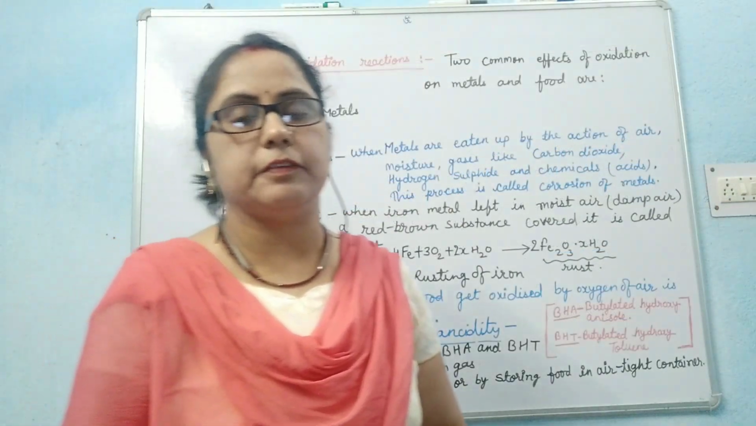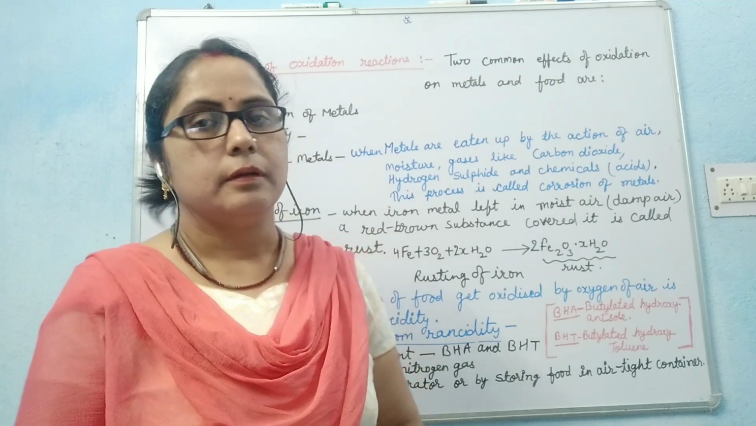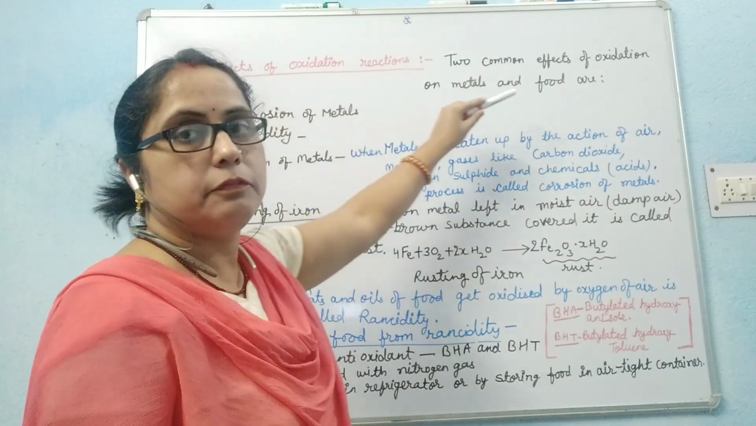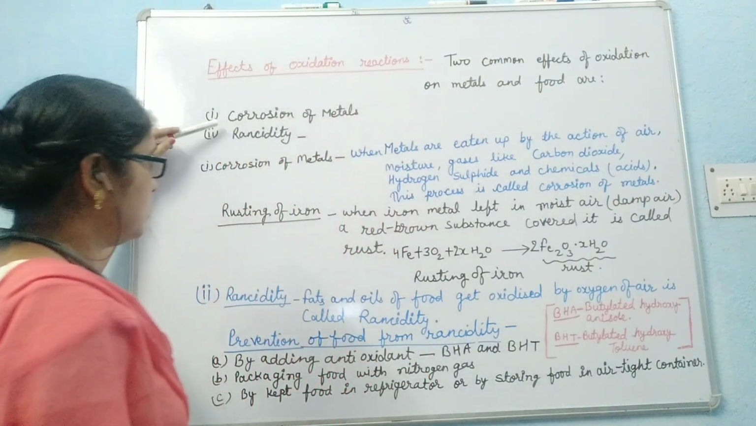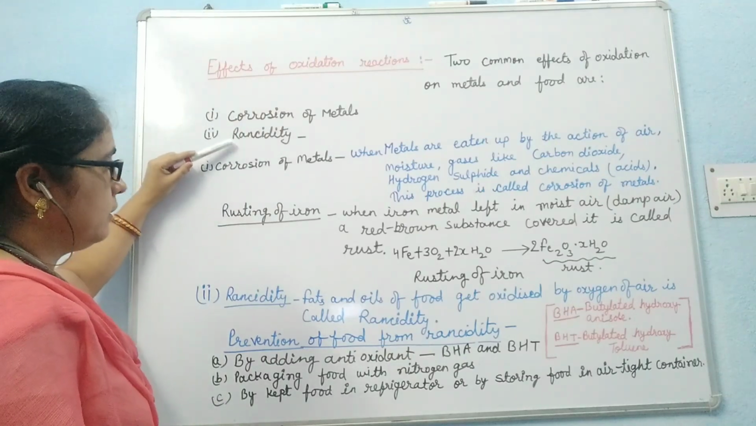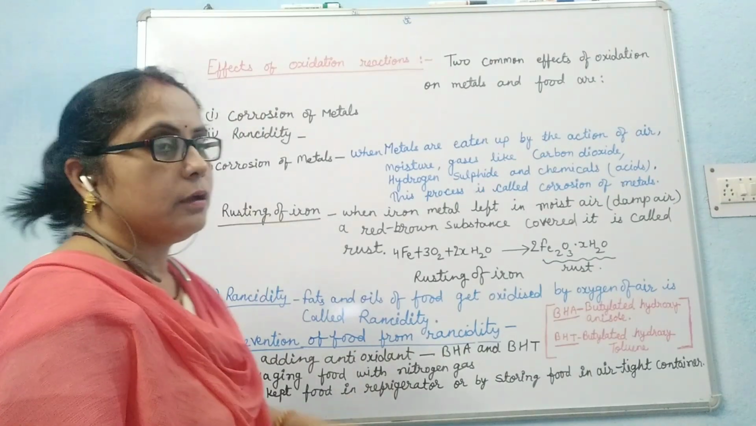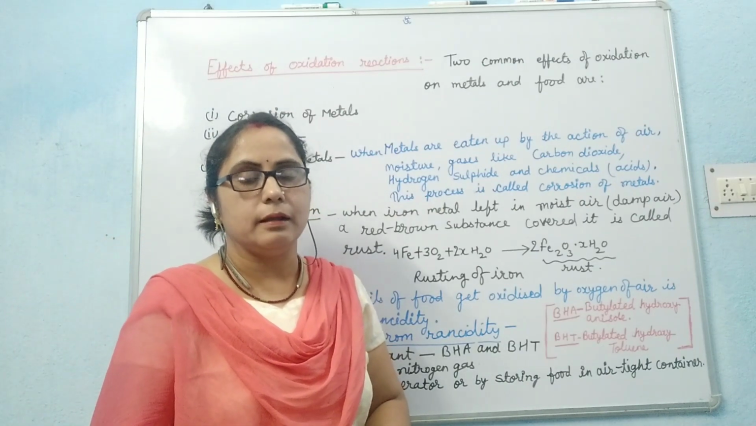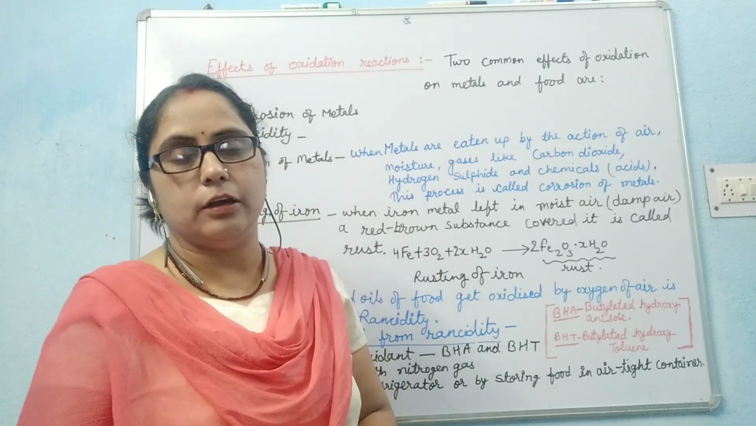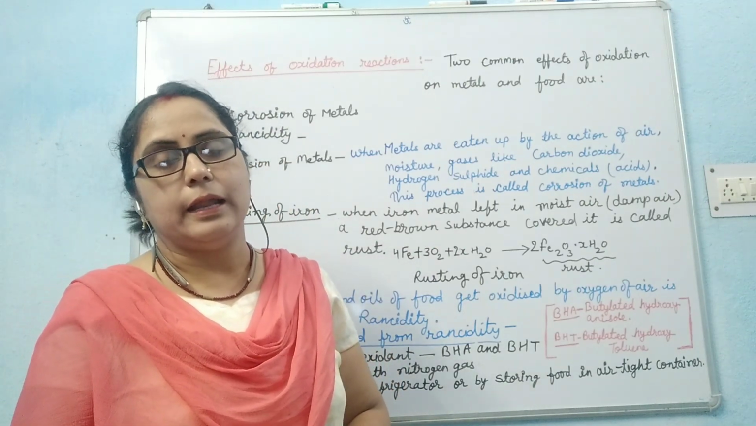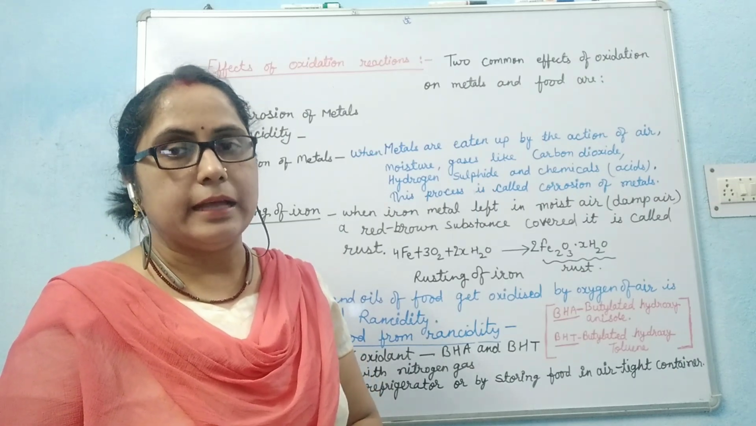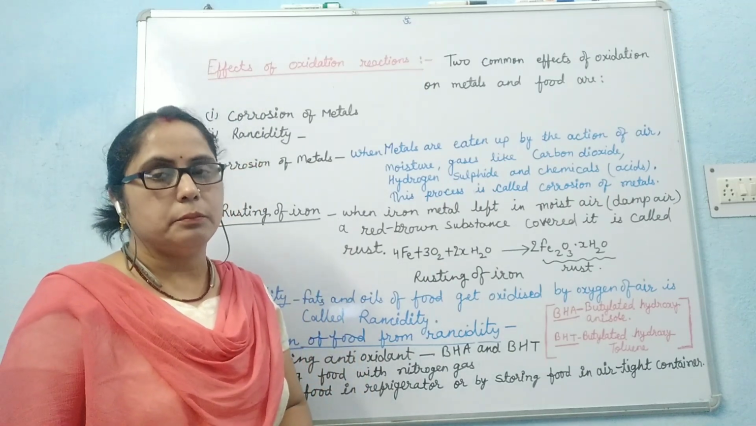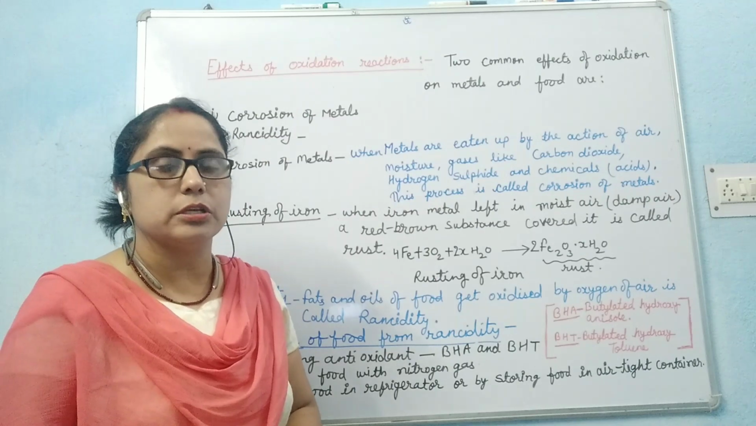Now we will discuss the effects of oxidation in our life. There are two main effects of oxidation on metals as well as on food material. That is called corrosion of metal and rancidity. What is this corrosion of metal? Corrosion of metal means metals are eaten up by the action of air, by gases like carbon dioxide, hydrogen sulfide, moisture, oxygen, as well as by chemicals like acids, and they corrode, meaning damaged. That is called corrosion of metals.